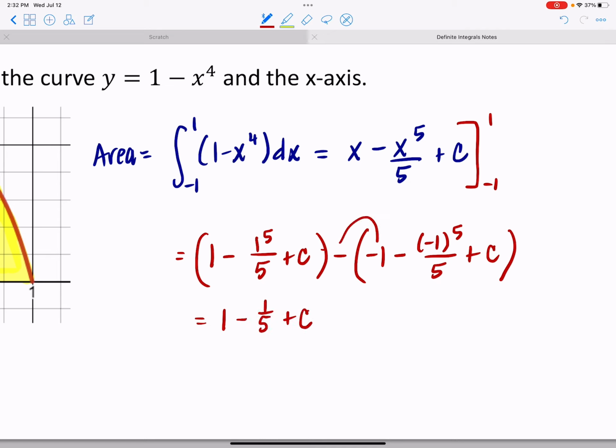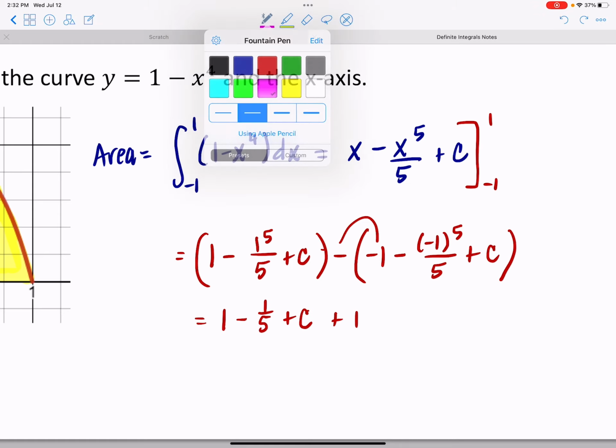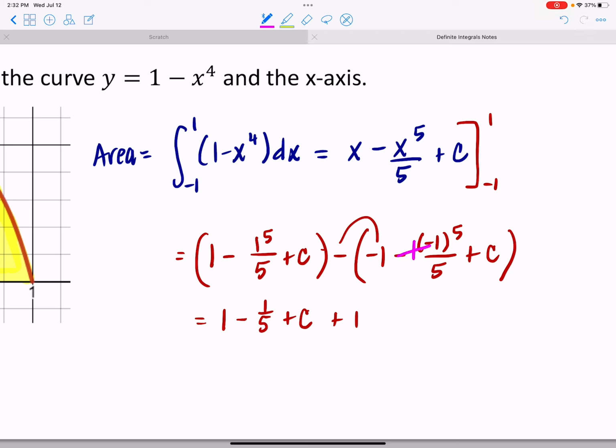And then distributing here, the negative makes that a +1. And then we have -1 to the 5th here, which will still be a -1. But that negative makes a positive. So this becomes a positive, but then I have to multiply by a negative, so it's really going to end up being a -1/5. And then the negative times the c, again, is going to make those two cancel. So those are going to go every single time.